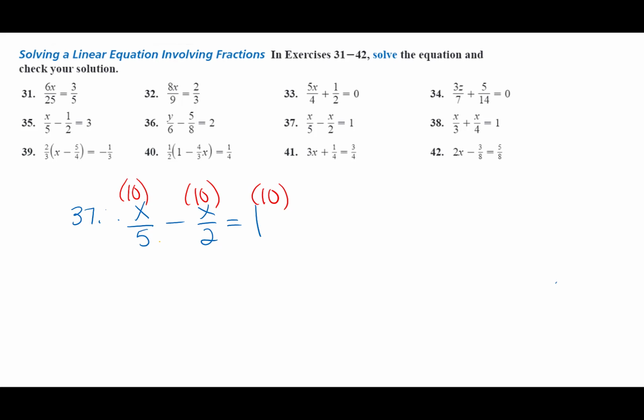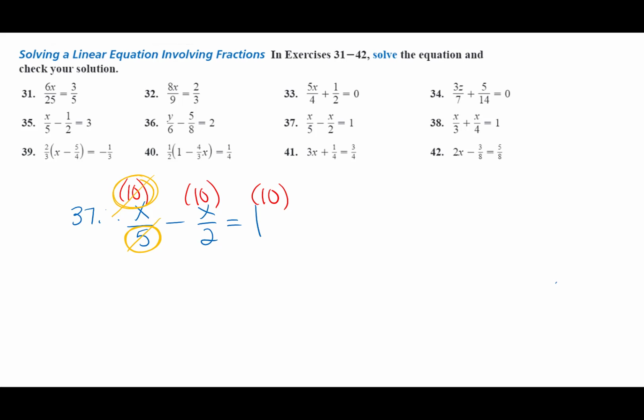The reason we can do that is because it is an equation, and as long as we multiply 10 by every piece, it still remains the same equation. Okay, I'm going to show you what I just did on the previous problem. So instead of multiplying 10 times x, I'm going to first simplify the 10 in the numerator with the 5 in the denominator. And so 10 divided by 5 is 2.